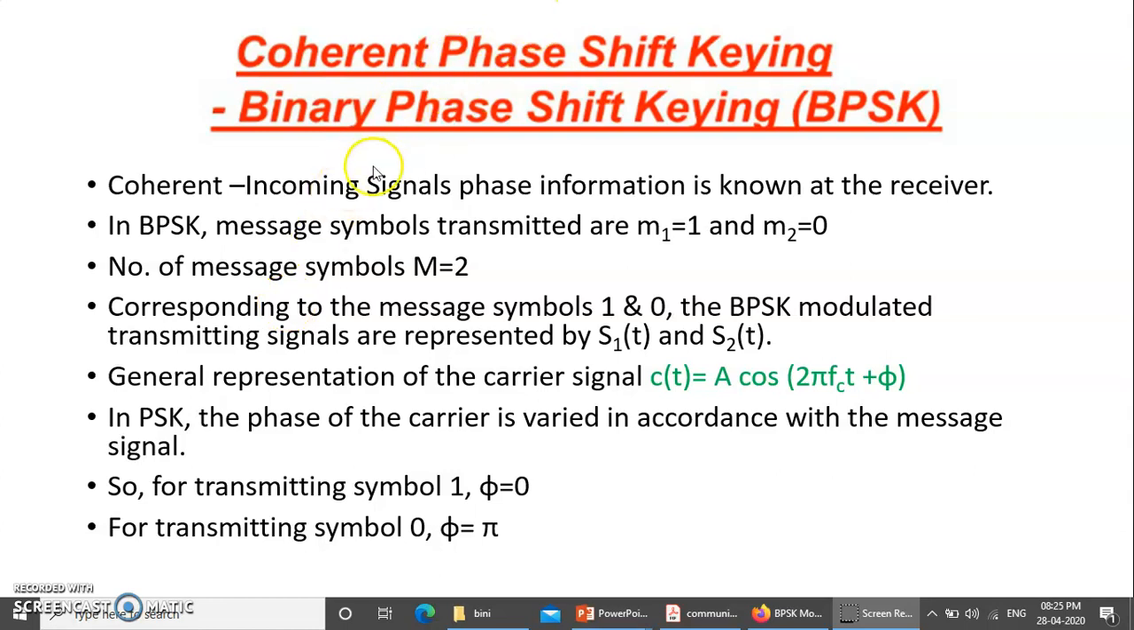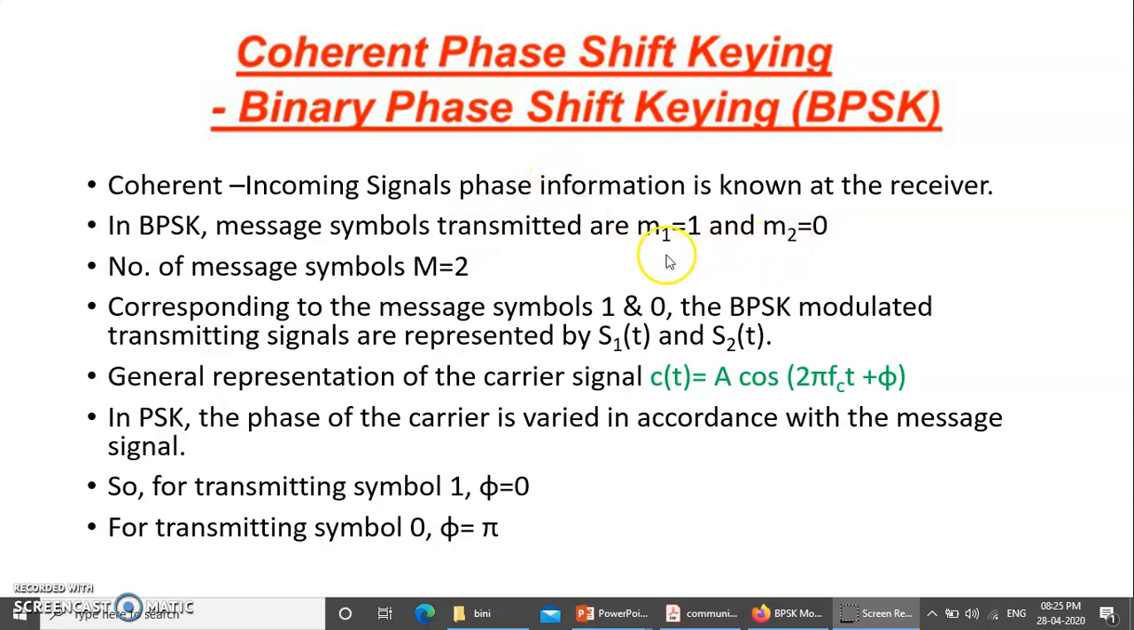In this lecture, I'll be discussing binary phase shift keying, BPSK. It's a coherent phase shift keying method. Coherent method, as you have studied, is one in which the incoming signal's phase information is known at the receiver. That is, at the receiver, the local oscillator generates a carrier wave which is in synchronism with the carrier wave used at the transmitter.